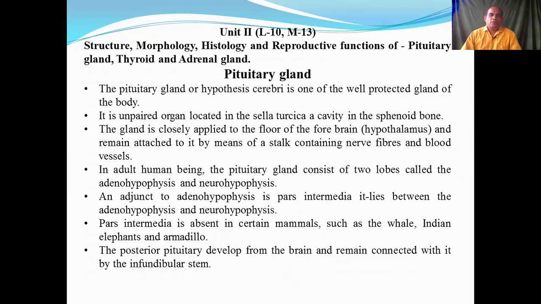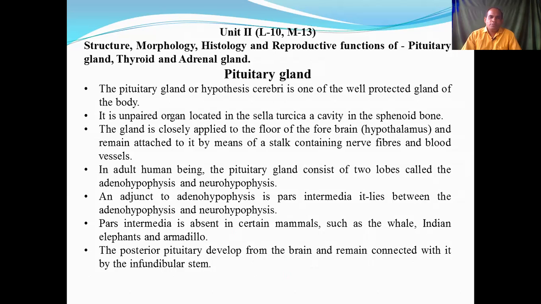The pituitary gland, also called the hypophysis cerebri, is one of the well protected glands in the body. It is an unpaired organ located in the sphenoid bone cavity called sella turcica. The gland is closely applied to the floor of the forebrain hypothalamus and remains attached to it by means of a stalk containing nerve fibers and blood vessels.